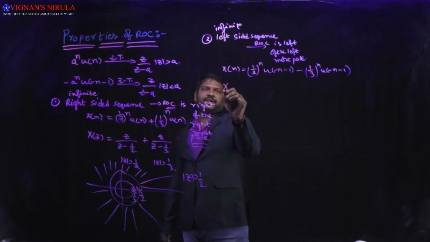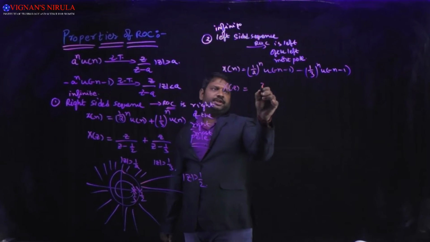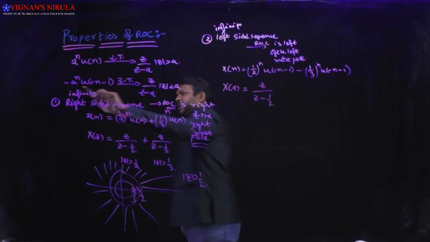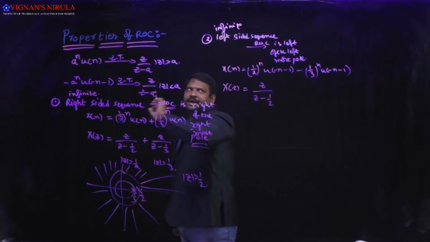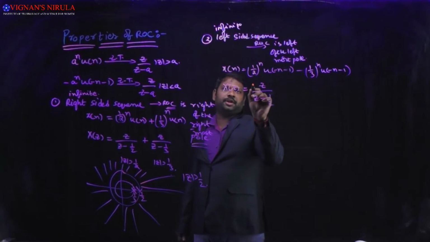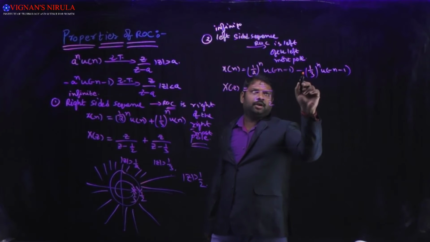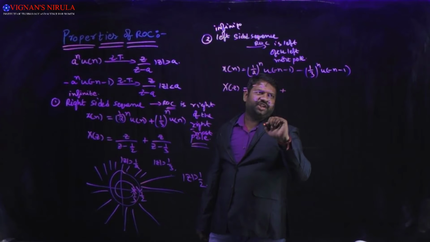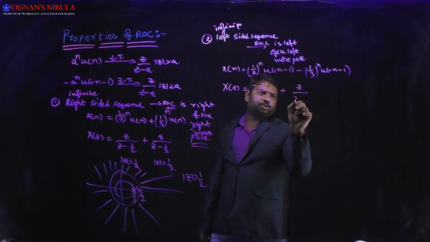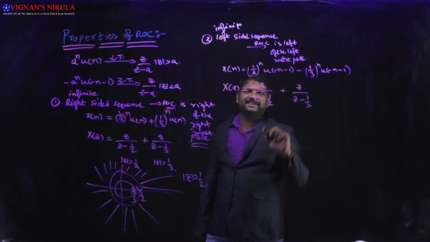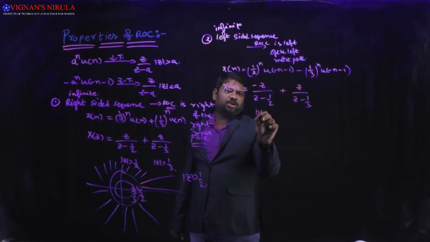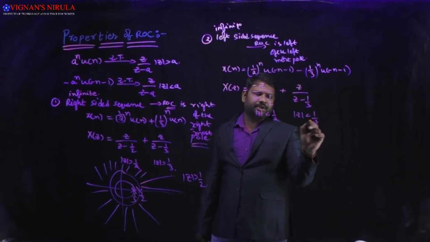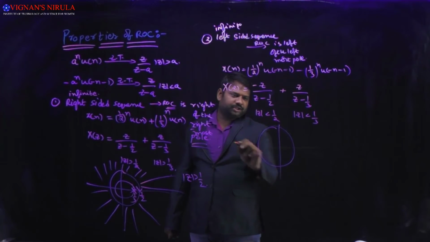Therefore, the corresponding Z transform X(Z) is Z by Z minus 1/2. As there was no minus here, while in the original formula we'll have a minus, that's why we keep a minus here. But this is also in the same form, with a minus here. Therefore, take the plus Z by Z minus 1/3. This is the Z transform. But the ROC is mod Z less than 1/2, and here also mod Z will be less than 1/3.